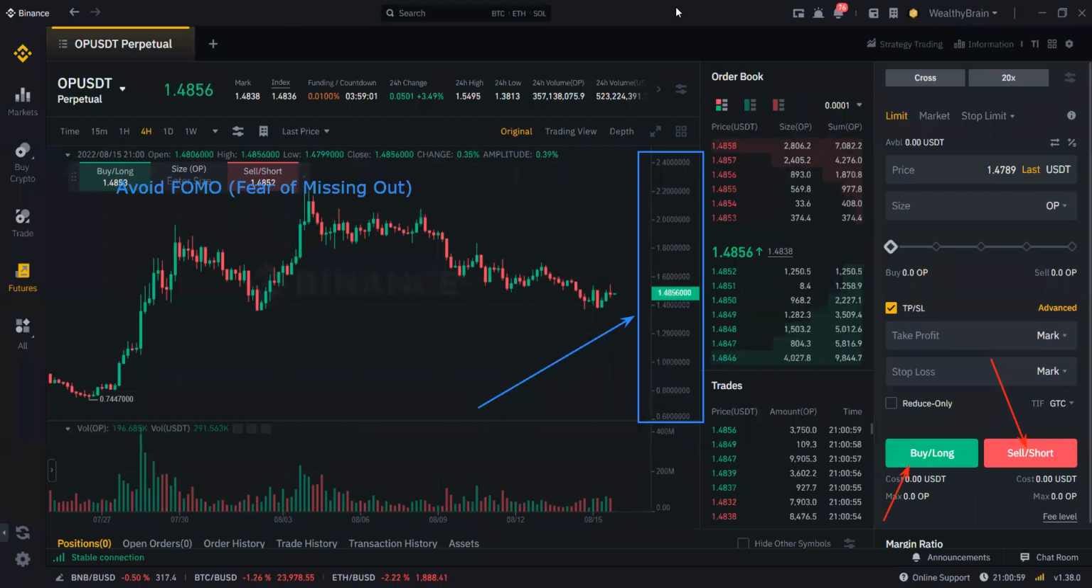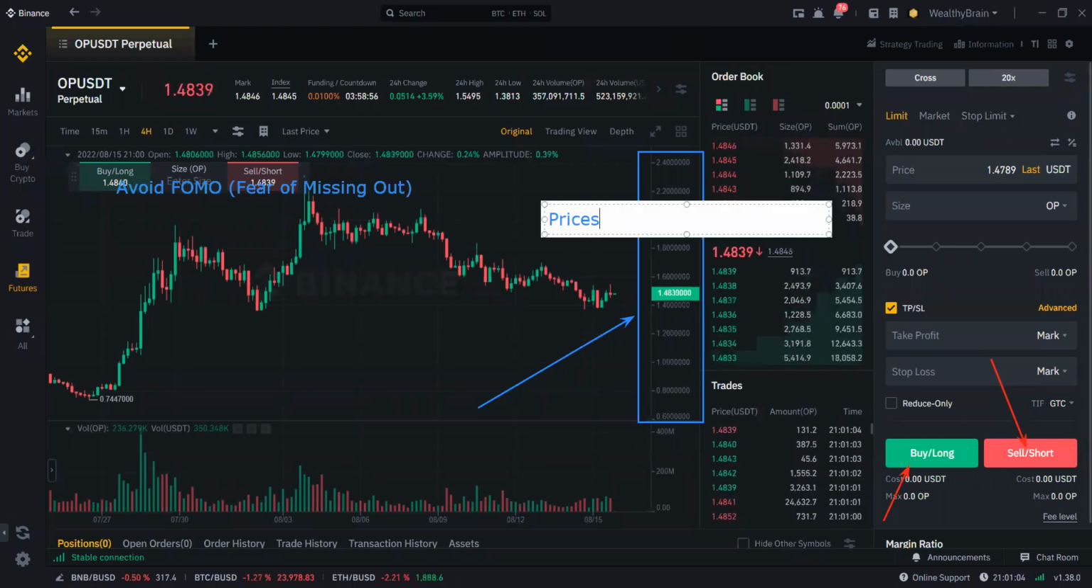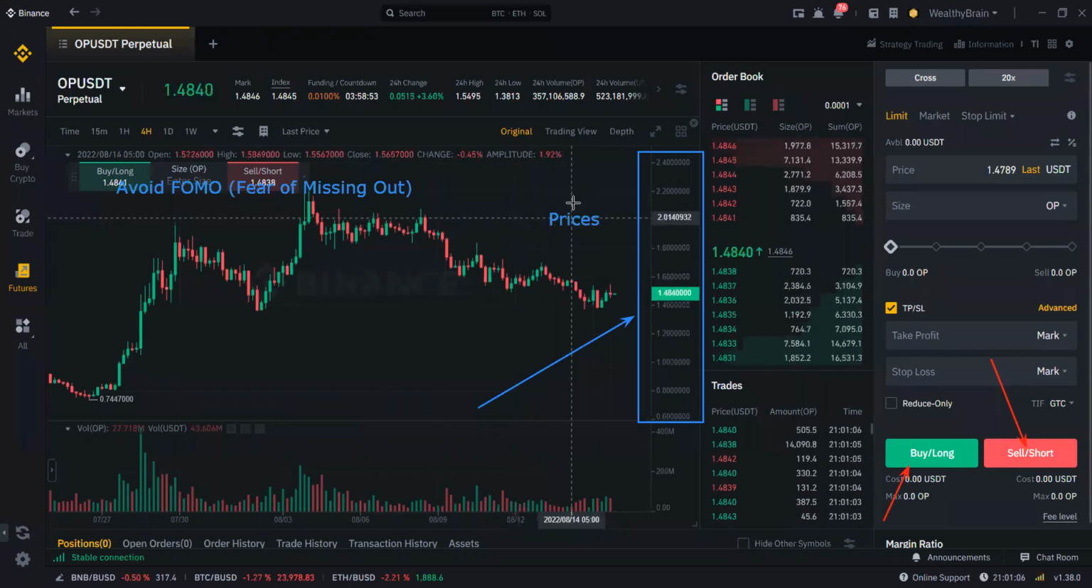If not, you have a chance of losing your money, and then you have a chance of not recovering your money again. So take note of the price. Take note of the price.